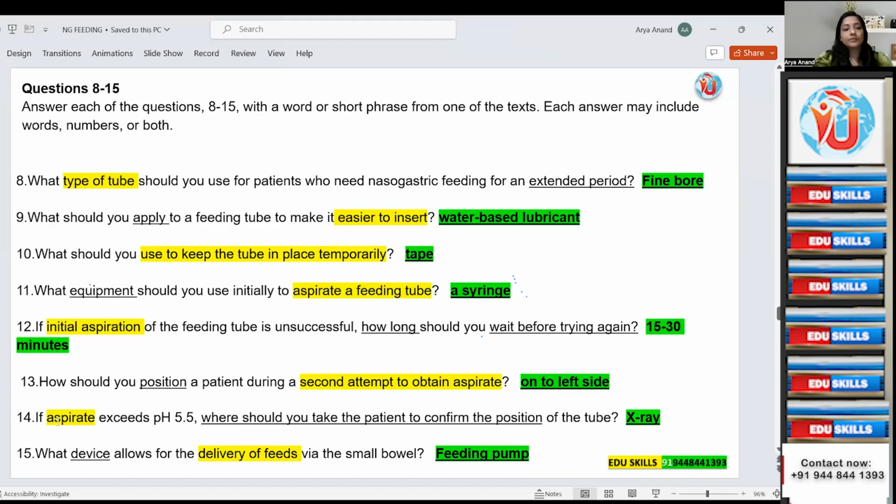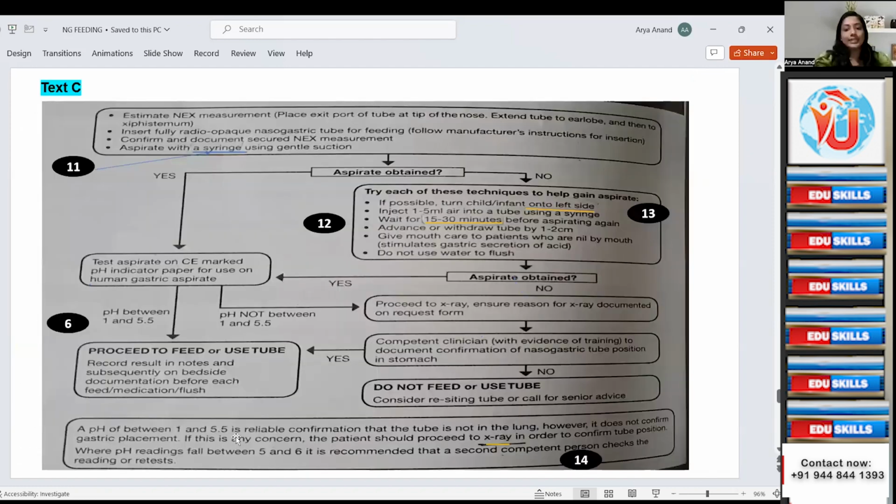Now the 14th one. If aspirate exceeds pH 5.5, where should you take the patient to confirm the position of the tube? Again, aspiration, text C, right? So you need to check. Here you can see, a pH between 1 and 5.5 is reliable confirmation that the tube is not in the lung. However, it does not confirm gastric placement. If there is any concern, the patient should proceed to X-ray in order to confirm the tube position. So the answer will be X-ray.